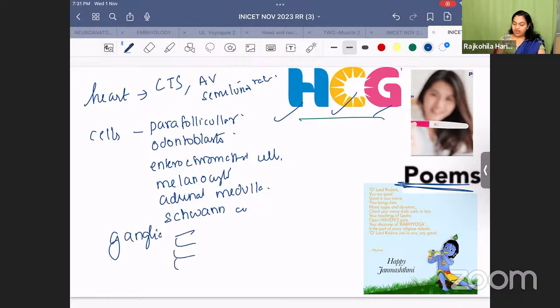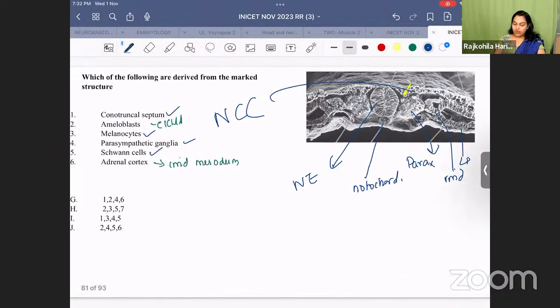What are the ganglia we can include? Yes, the parasympathetic ganglia, including the parasympathetic ganglia of the head and neck, right? Otic ganglia, ciliary ganglia, pterygopalatine ganglia, submandibular ganglia. The parasympathetic ganglia that you see in the wall of the GIT, Meissner's plexus, Auerbach's plexus. The sympathetic ganglia, right? And then the dorsal root ganglia, the cranial nerve ganglia, trigeminal ganglia, all that. Okay, so these are all the derivatives of neural crest.